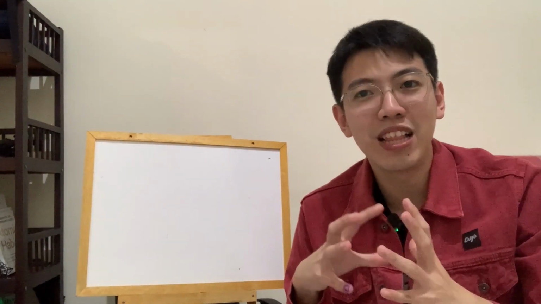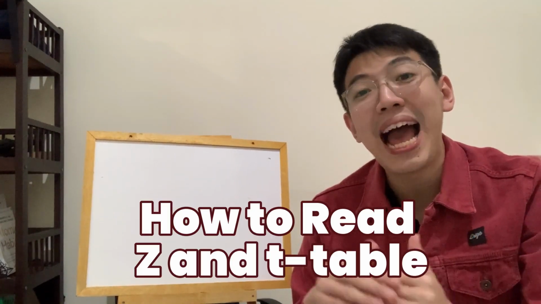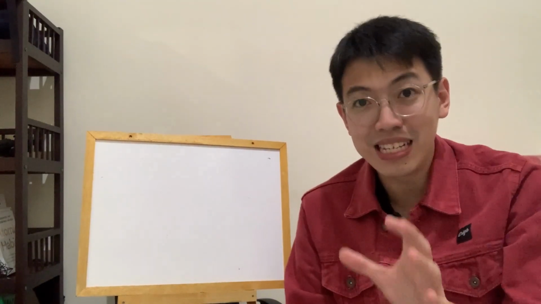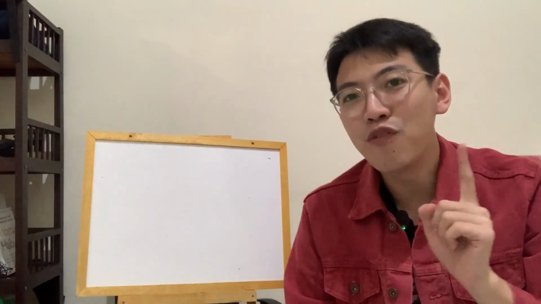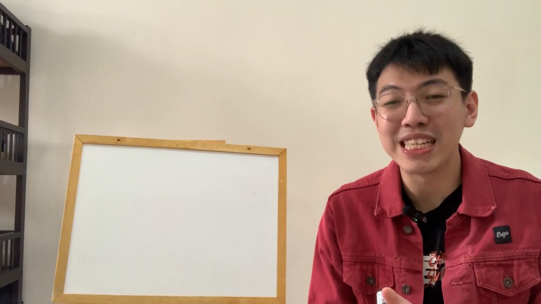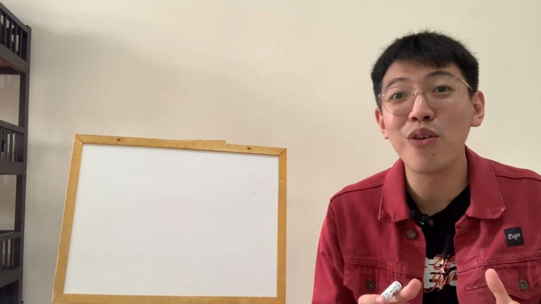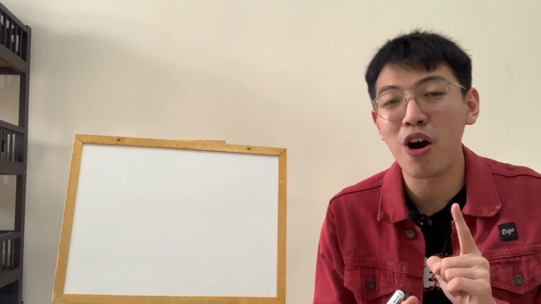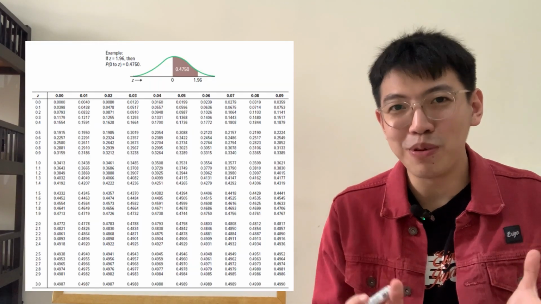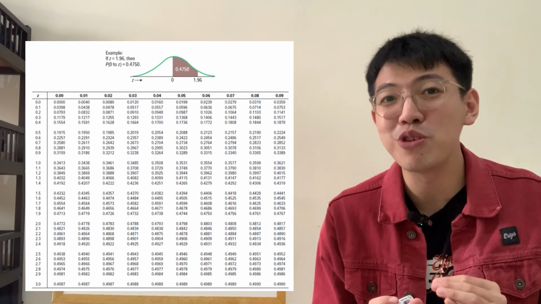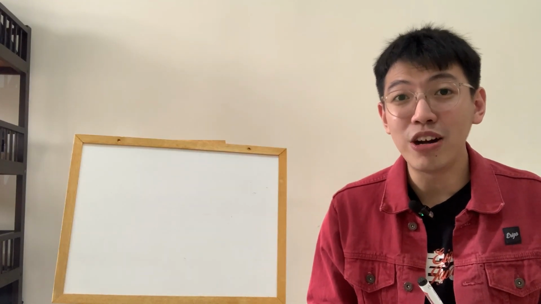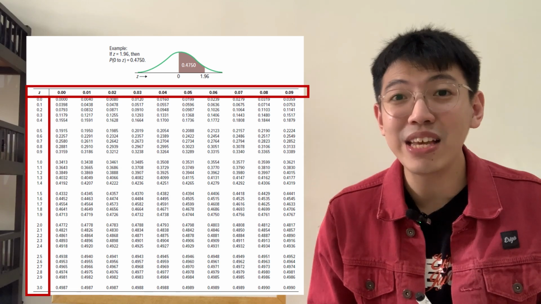In this video, we're gonna learn how to read the C table and T table. The first one is the C table. There are a lot of types of C table, but in this video, I will only explain one type. For the other C tables, as long as you understand the concept, you will understand how to read them. In the C table, the outside of the table is the C value.